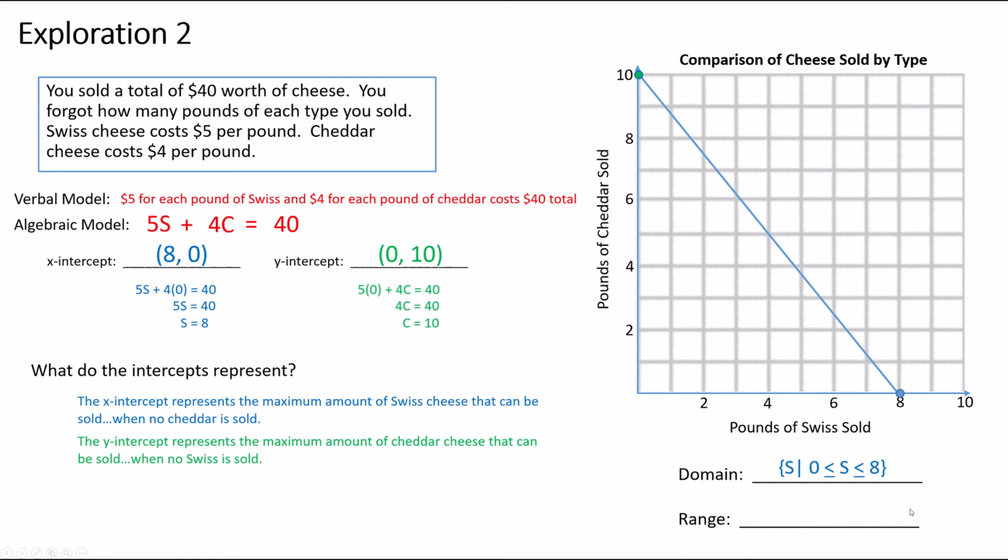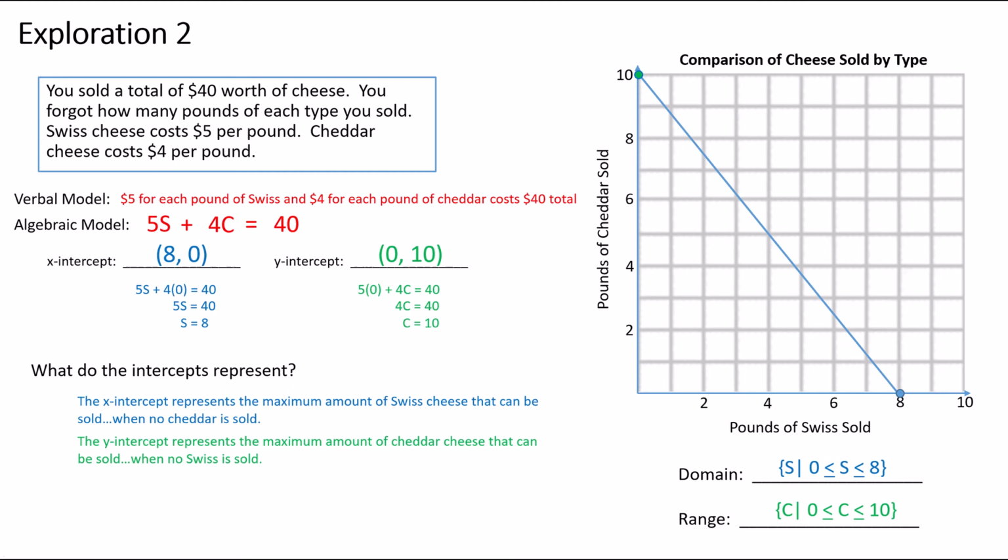Maybe you can try the range on your own. Remember, range is where our graph goes up and down. Think you can fill that in? Hopefully you've tried that on your own. I've said that the range is the amount of cheddar. Notice cheddar is on the y-axis. The amount of cheddar can be any amount of cheddar as long as it's between 0 and 10 pounds. 10 pounds is the maximum amount I can buy. 0 pounds is the minimum amount that I can buy because I can't buy or sell negative amounts of cheese. What do you think about that?